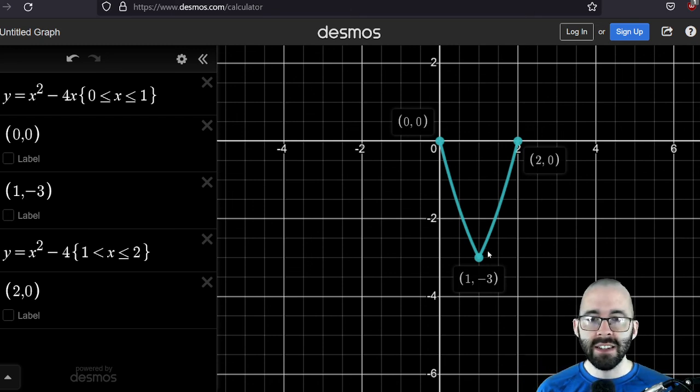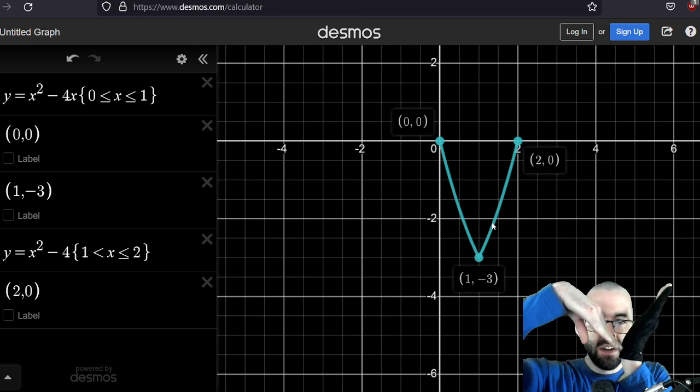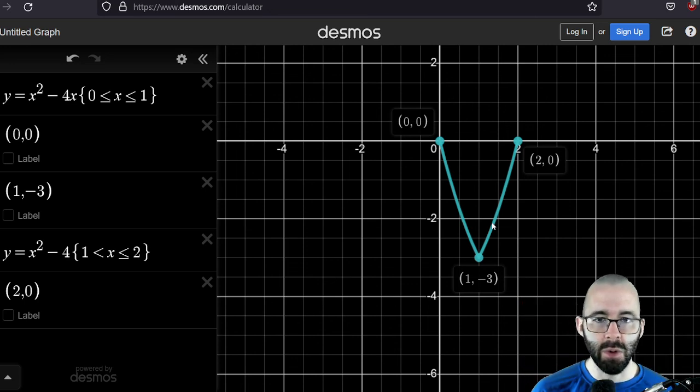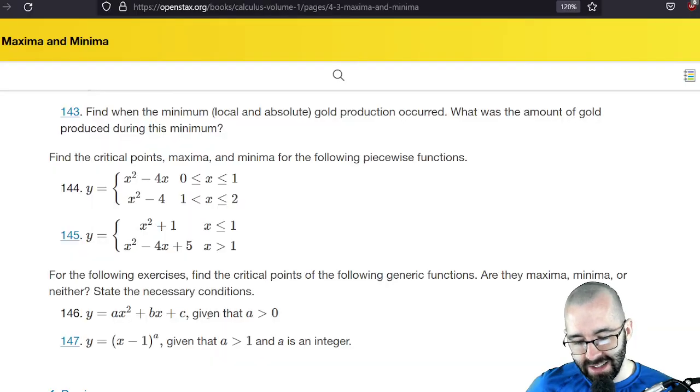The derivative doesn't exist. The slope from the left is going down. The slope from the right is going up. There's a sharp point right here. Derivative doesn't exist. That's a critical point right there. It all ties together. Check your answers by graph, and this is kind of cool. A little happy about this. And that's how you approach these piecewise functions.